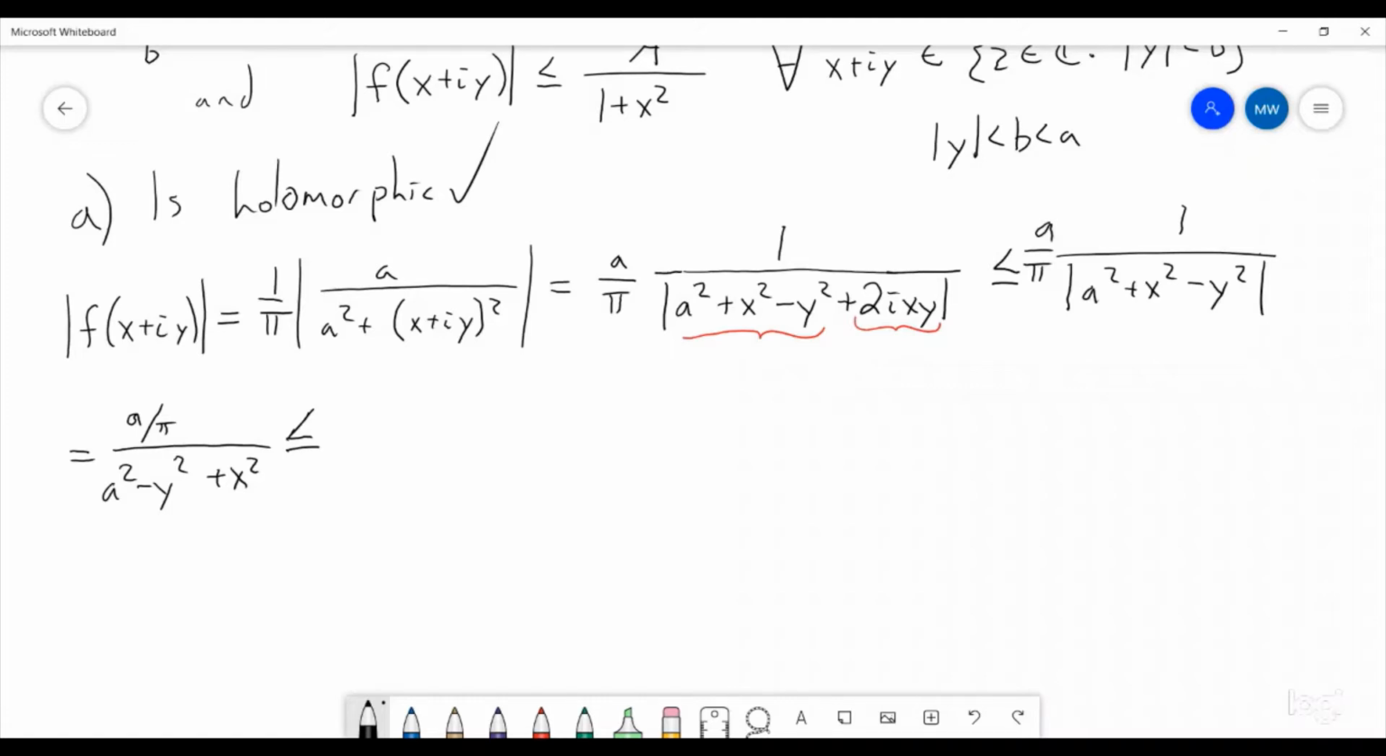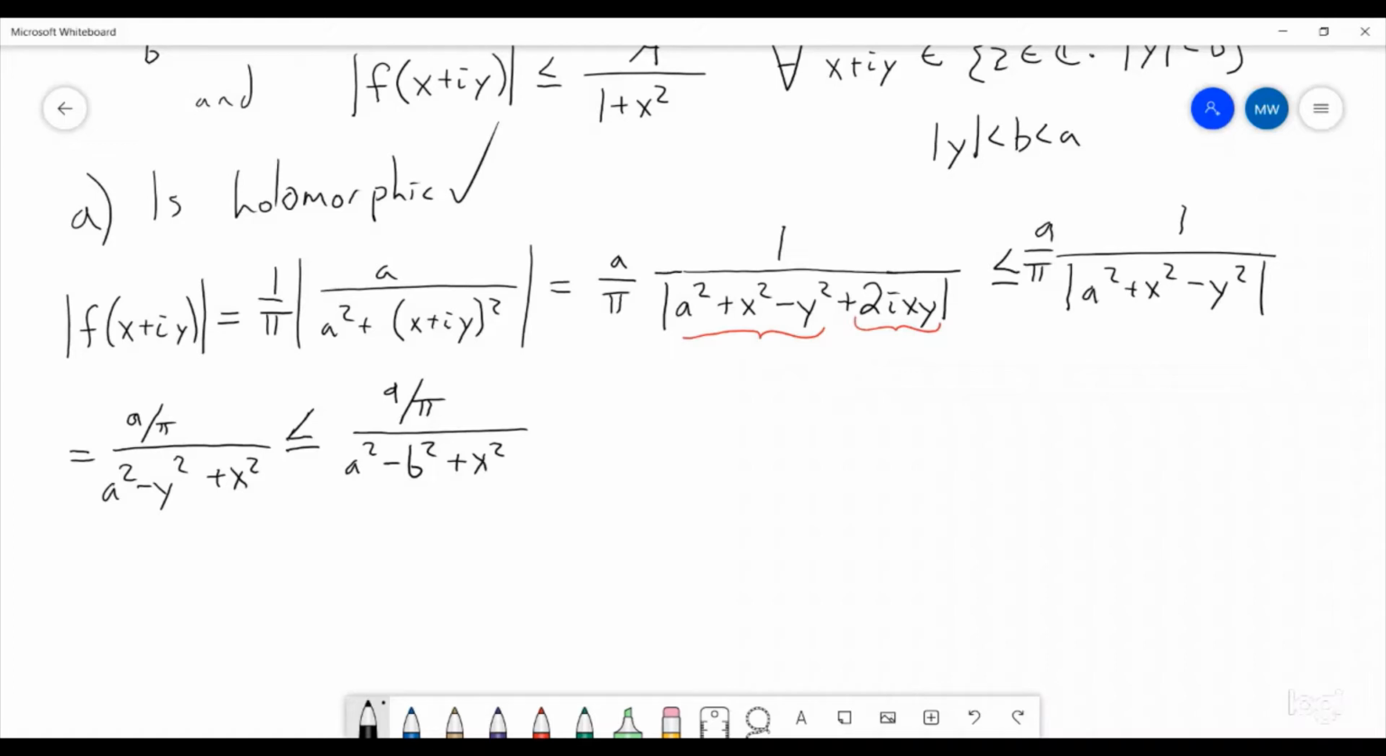Remember, we are trying to make this bigger, so to make it bigger we can decrease the denominator, and so we can decrease the denominator by making the thing that we are subtracting bigger. So that's going to be less than or equal to a over pi divided by a squared minus b squared plus x squared.